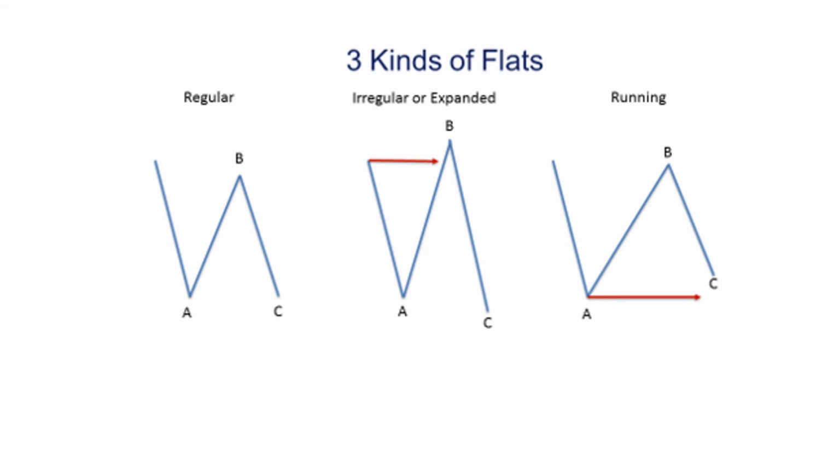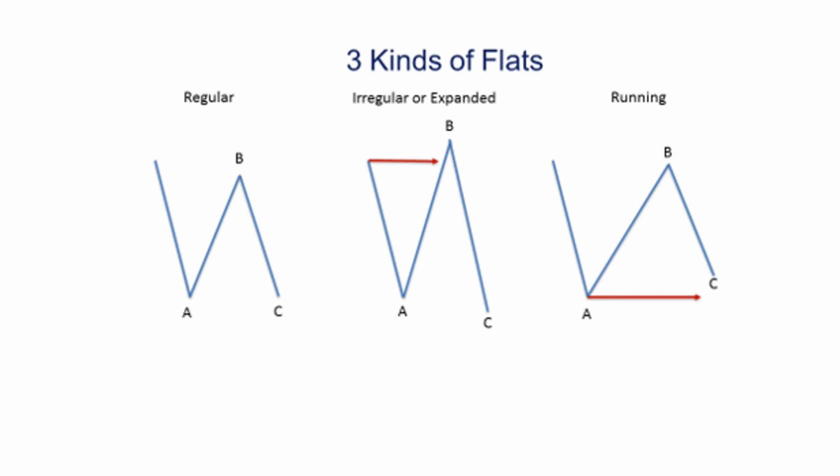There are also flat corrections. Flat corrections also consist of a 3-wave pattern that is labeled A, B, and C. But if you look closely, its subordinate waves form a 3-3-5 wave pattern. That means A and B have 3 waves if you look closely, and C has 5.